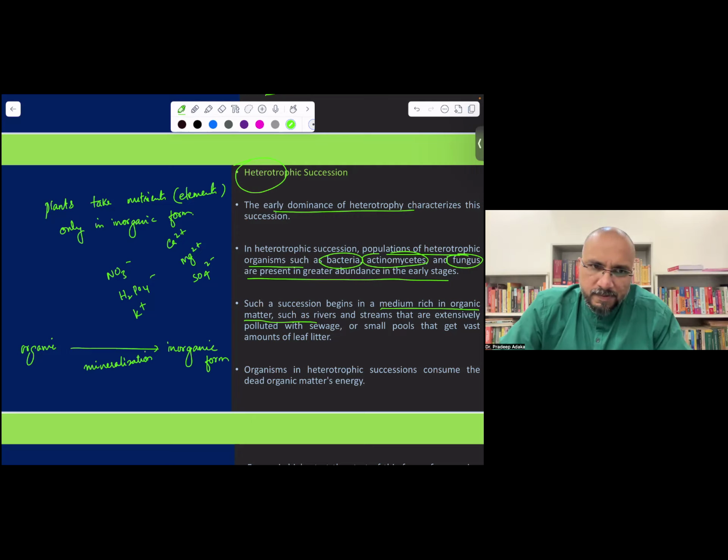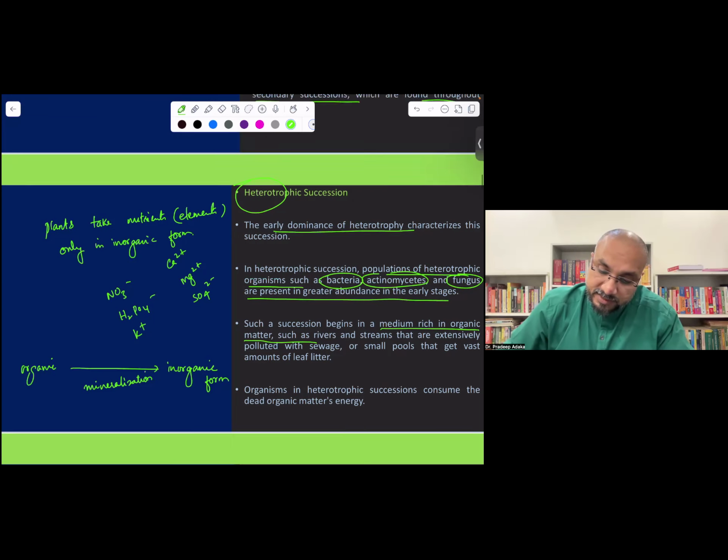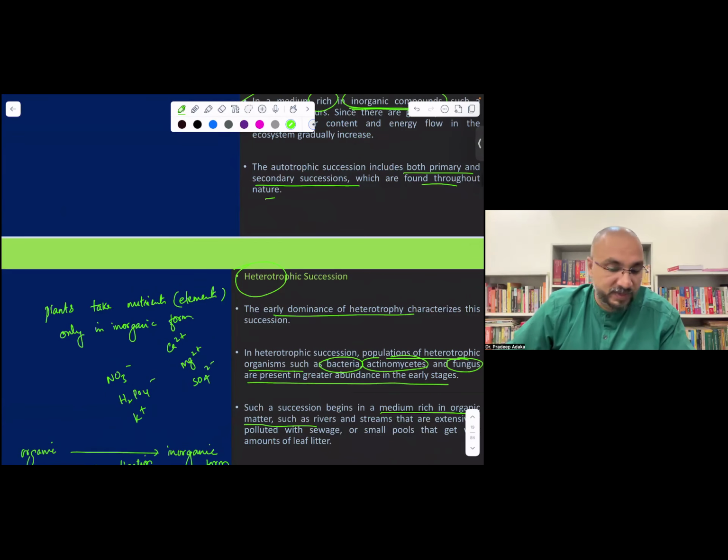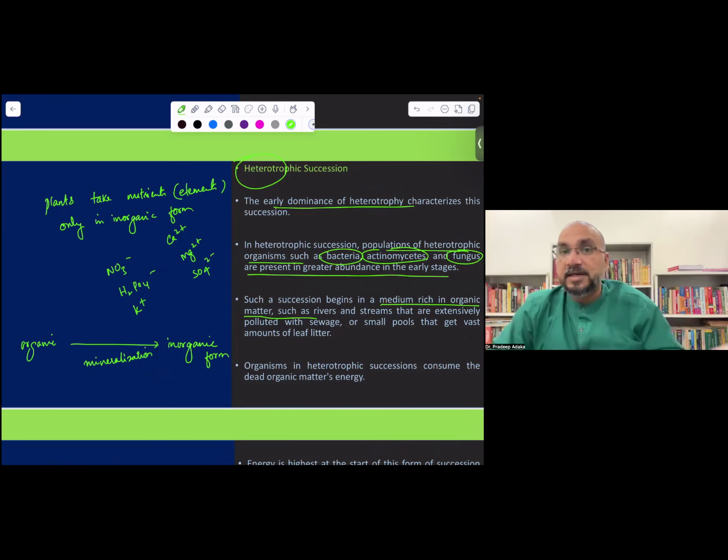Right. So here, in autotrophic succession, it begins in a medium which is rich in inorganic compounds, that means plants find nutrients in absorbable form. So nutrients are in inorganic form, the plants can readily absorb the nutrients and grow. In heterotrophic succession, heterotrophs are larger in number, and heterotrophs cannot synthesize their own food.